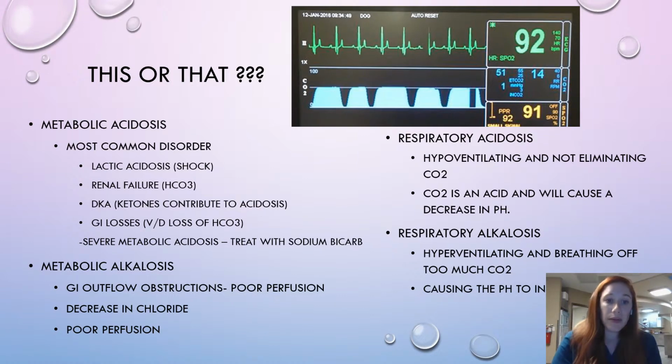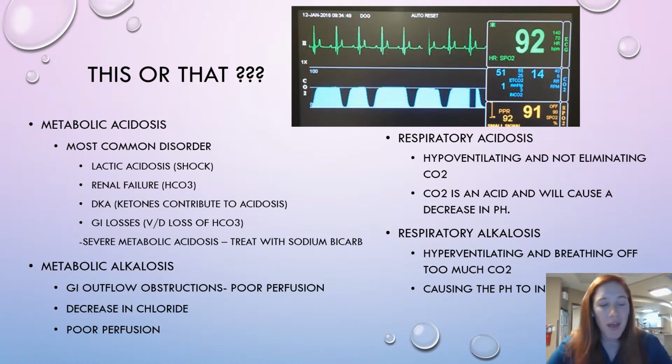Another example would be renal failure. This is relating to that HCO3. How it relates is that the kidneys can't properly filter those hydrogen ions, so there's a buildup. DKA can have this, as can GI losses like vomiting or diarrhea, which are affected by that bicarbonate, those buffers, that HCO3. And severe metabolic acidosis, you would want to treat with some sodium bicarb. If you don't know where that is, I would like for you to go into the hospital and find where it is, over by the injectable drugs.